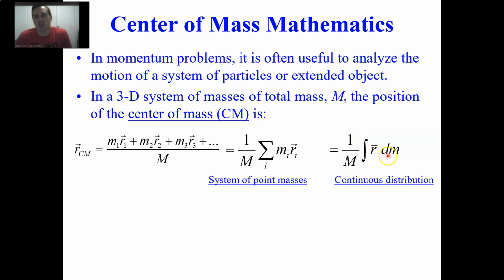Now, by the way, in general, that's kind of difficult to do. dm has to be usually expressed as some sort of position function. Usually we express that in terms of, say, density and volume or some sort of position function.